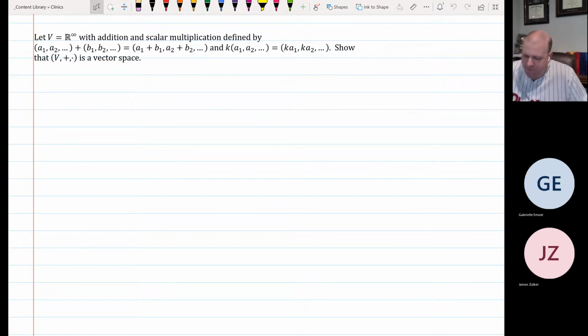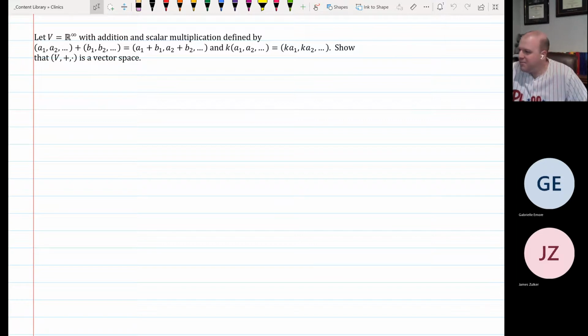Addition is defined as you would expect. You just add each component together. Scalar multiplication is defined as you would expect. You just multiply each component by the scalar. We're going to show that this forms a vector space.